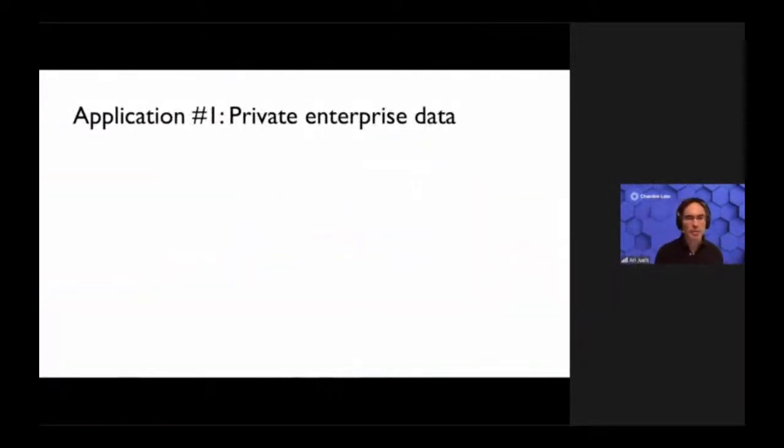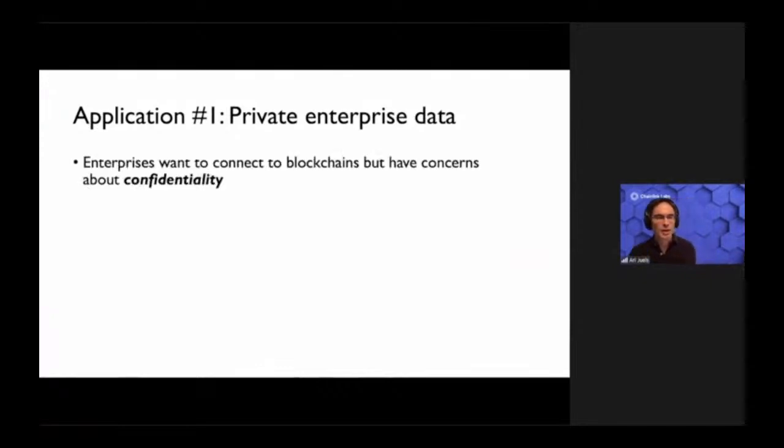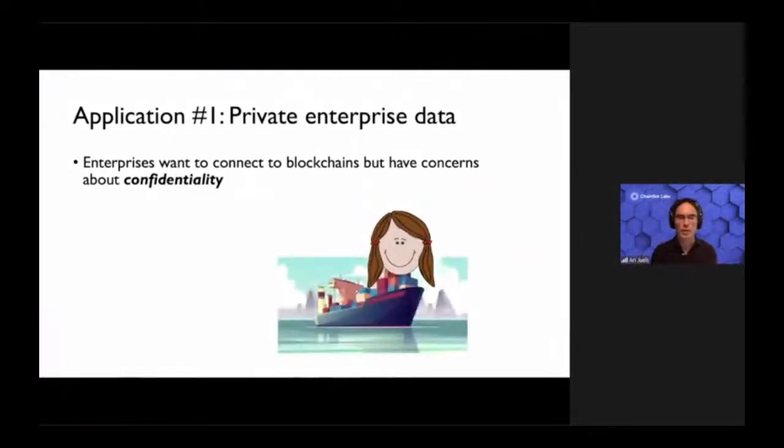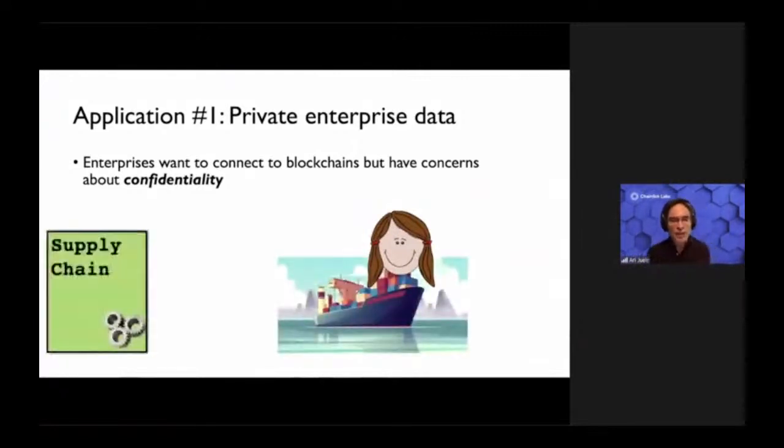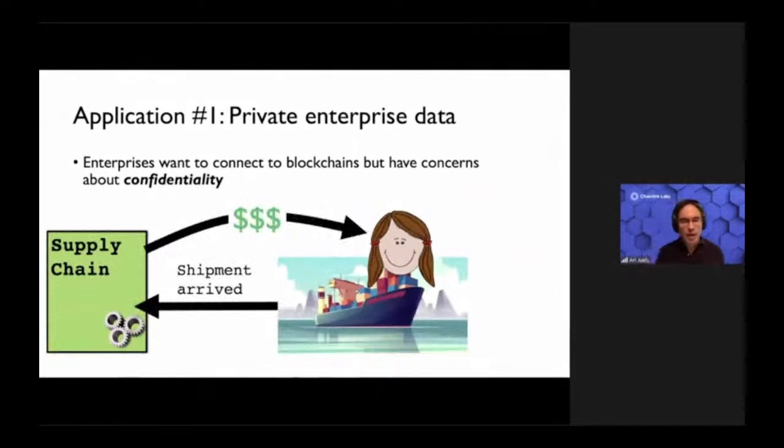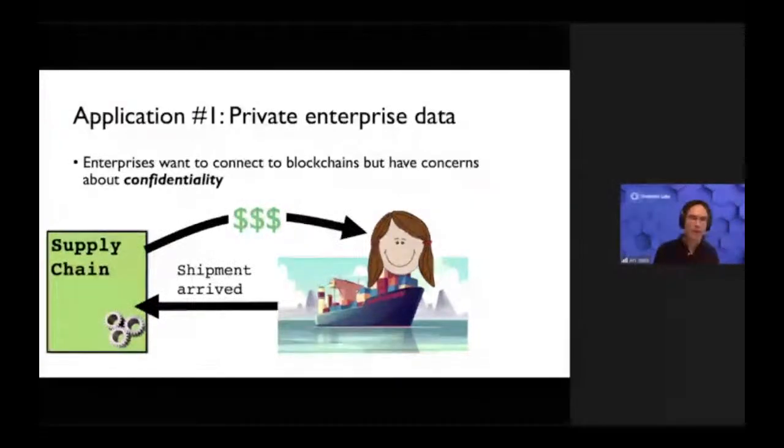The first such example is private enterprise data. Let's take a supply chain example. Now, enterprises want to connect to blockchains, but have concerns about confidentiality. And this example is meant to illustrate the point. Alice is responsible in this example for shipping some goods. We'd like to take advantage of the power of smart contracts by having her paid automatically when the goods arrive.